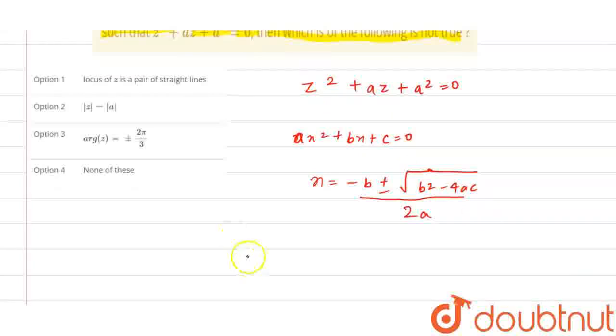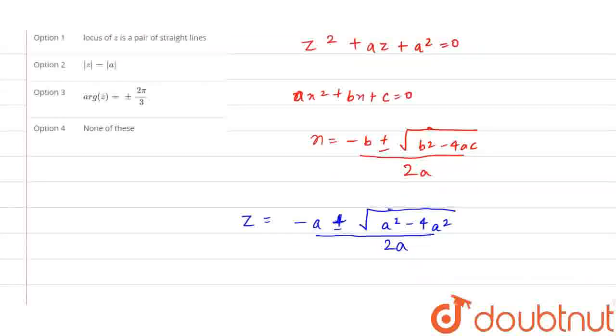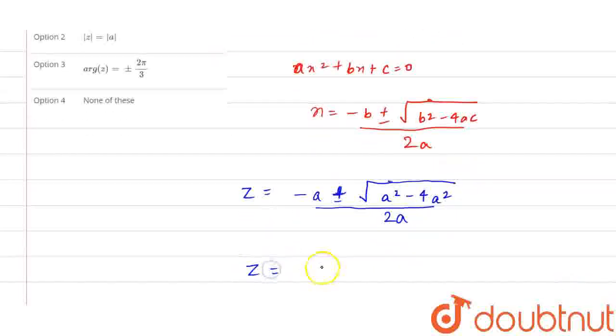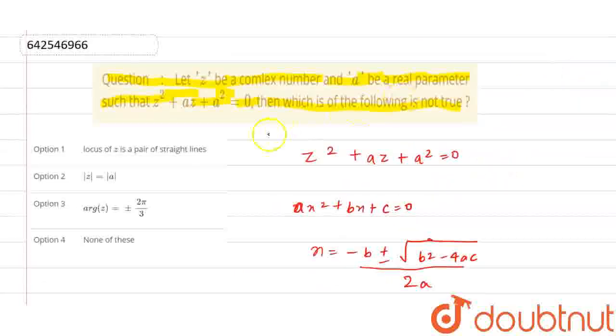So our factor, that is z, equals minus b, which is minus of a, plus minus under root b square, which will become a square, minus 4 multiplied by the a value, which is 1, multiplied by the c value, which is a square, divided by 2a. Now z equals minus of a, and the value of the coefficient is 1, because the coefficient of z square here is 1. So this value is 1.